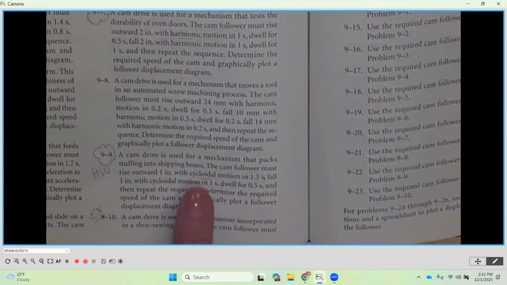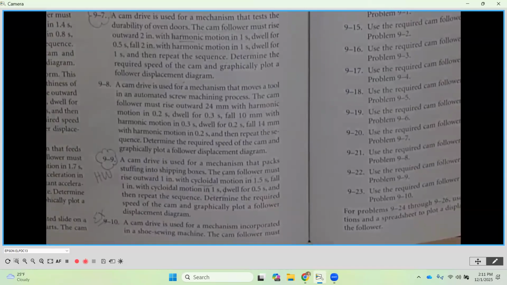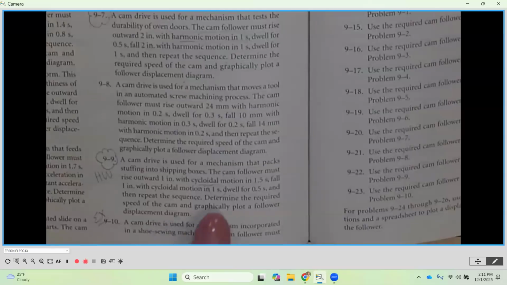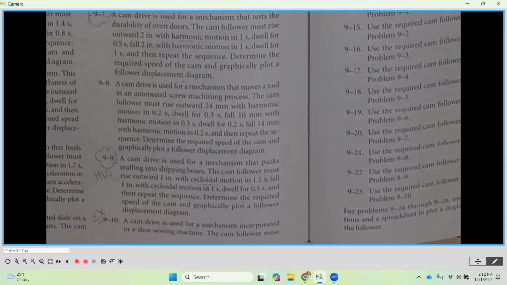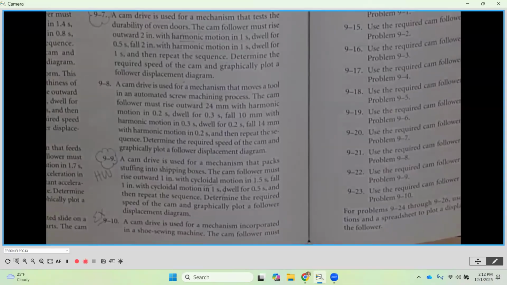You can use the same circle, but you're going to have a different slope of the line because the time is different. So for this one, determine the required speed of the cam, W. You have to do the T's and the W's and the betas, no matter what. And then you're going to graphically plot a follower displacement diagram.